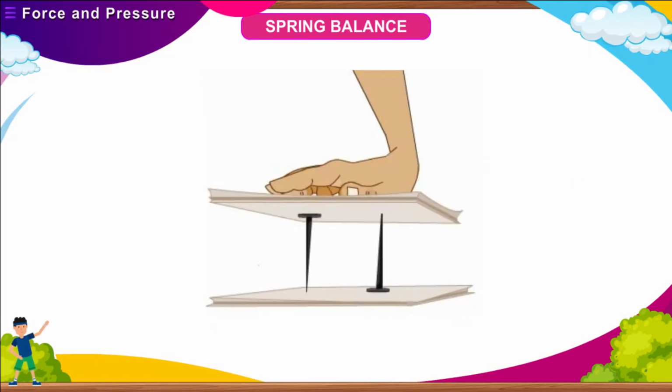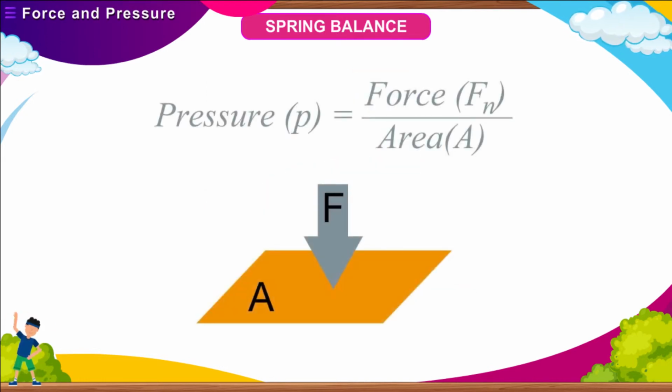Thus, pressure is a measure of the effectiveness of force. It takes into account the force and the area over which it acts. Pressure can also be defined as the force acting per unit area of an object. Pressure is equal to force upon area.